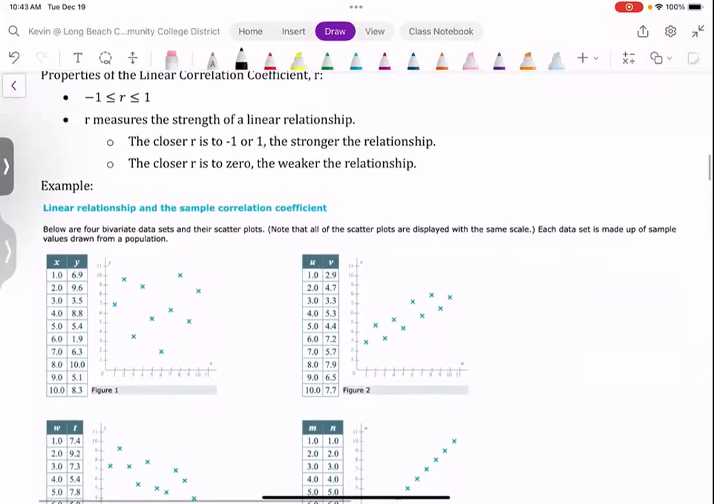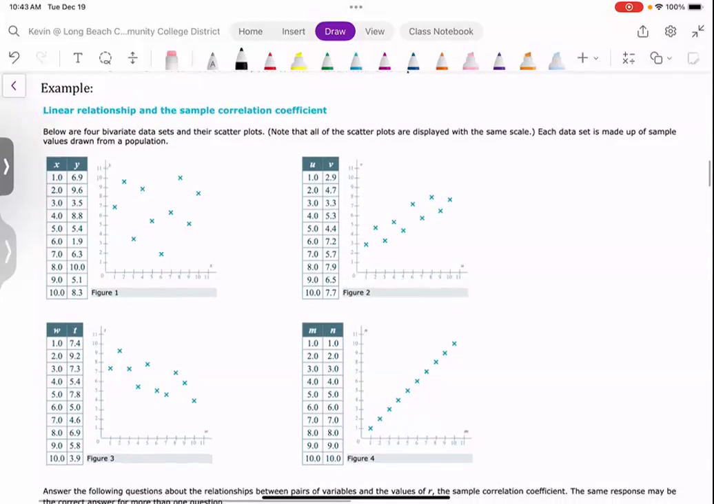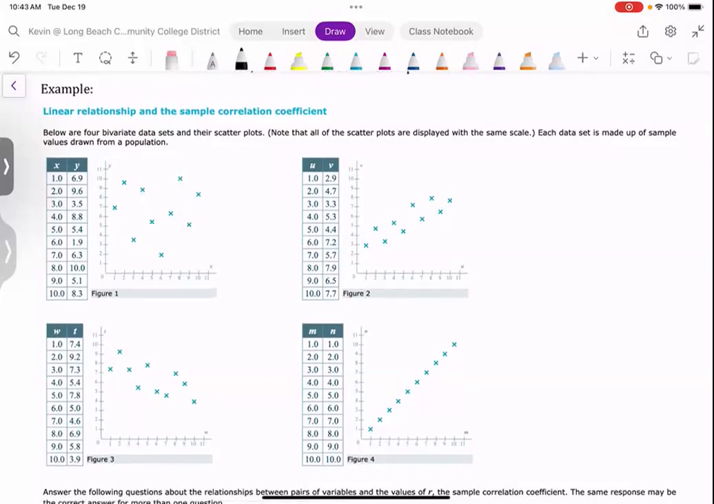All right, so here is a problem from ALEKS. We can see our figure 1 doesn't look like there's any kind of a correlation at all. Figure 2, it looks like there's somewhat of a linear correlation with a positive correlation, positive slope, versus figure 3, where we have a loose linear correlation, but we definitely have a negative correlation, versus 4, where that looks like a perfect 1. That's like a perfect linear correlation.